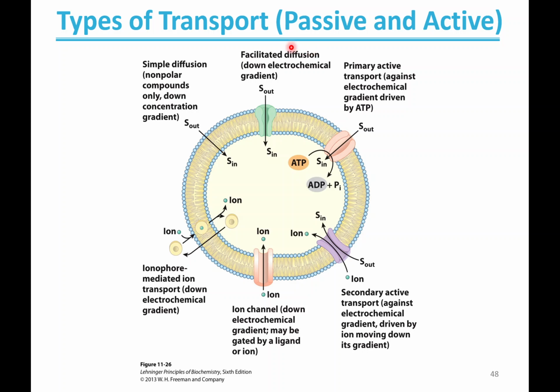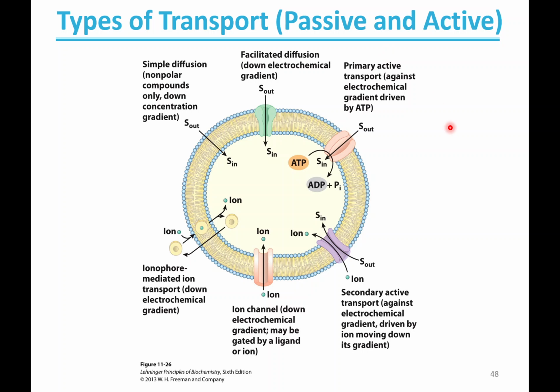Facilitated diffusion is something that moves down an electrochemical gradient, but it can be a polar molecule now, being helped across that membrane by a channel, a protein that will help it, and we'll see an example of this in a second. It just helps lower the activation energy of that polar molecule moving across the nonpolar membrane. So those are diffusion.